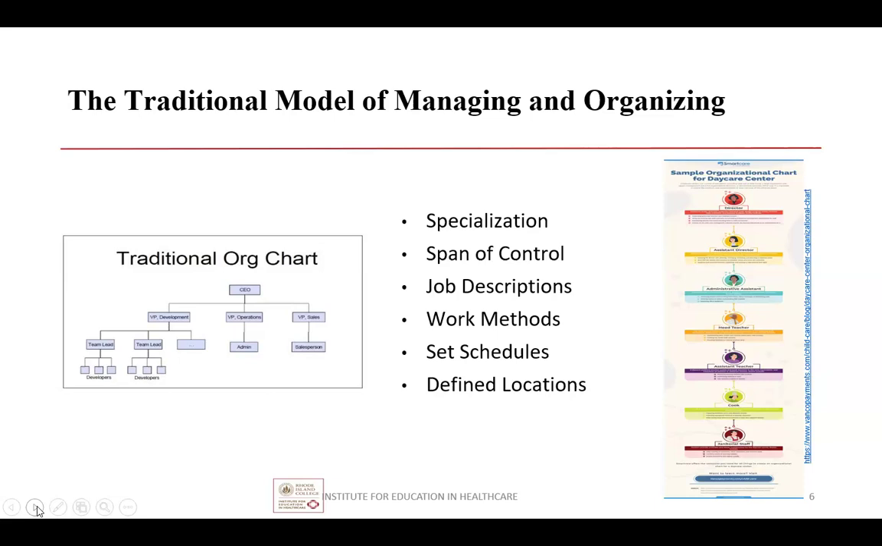Set schedules indicated a structure for working and procedures for deliveries, for hours of operation, etc. And finally, defined locations: what was done where in the organization. In reflection of this is a sample organizational chart for a daycare center, where you can see things move relatively linearly. Does this look like your current organization, or does your organization have a little bit more of that flipped approach that we saw on the first slide?